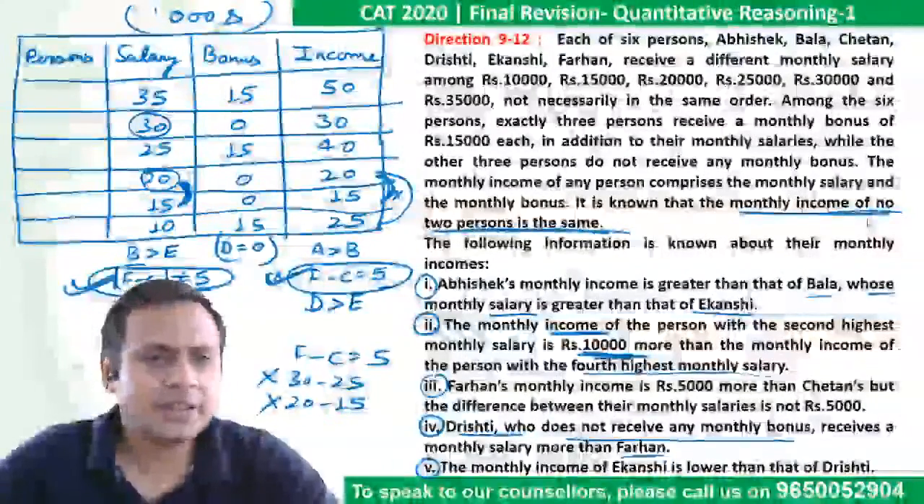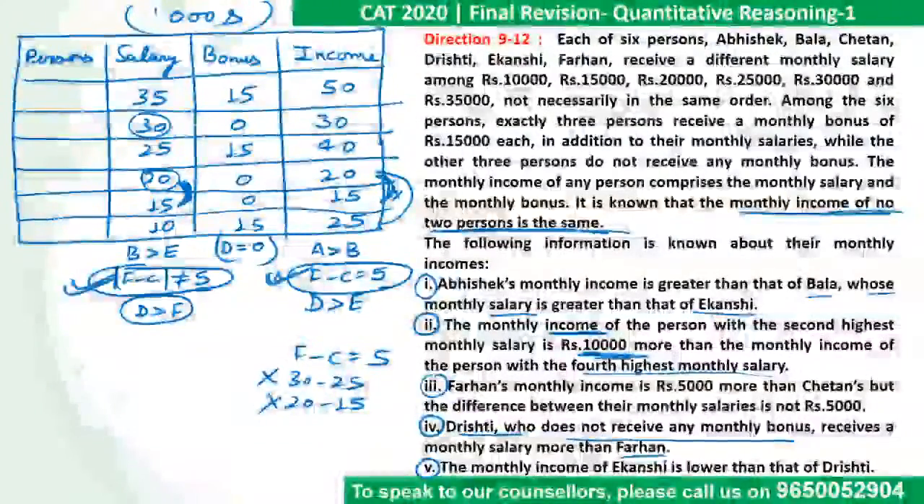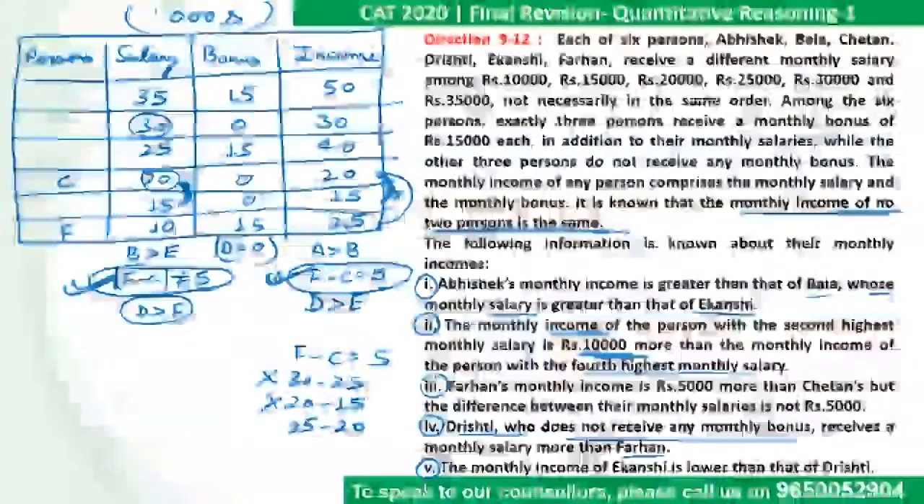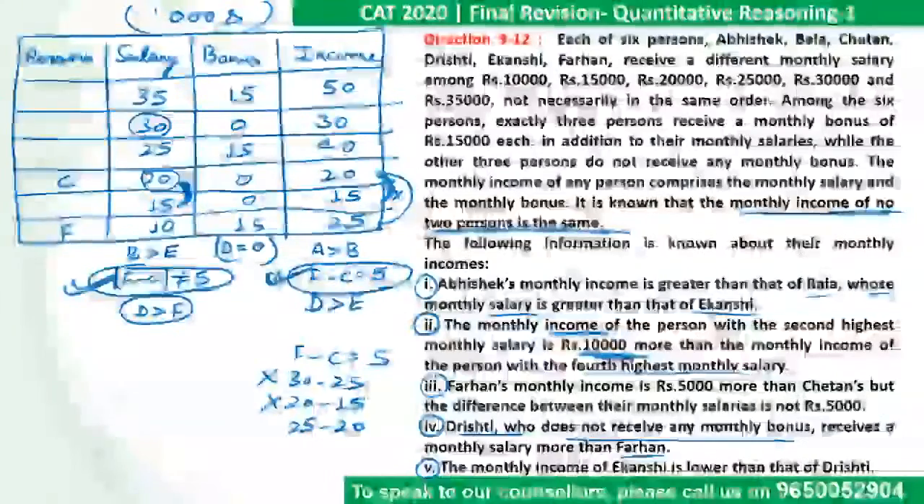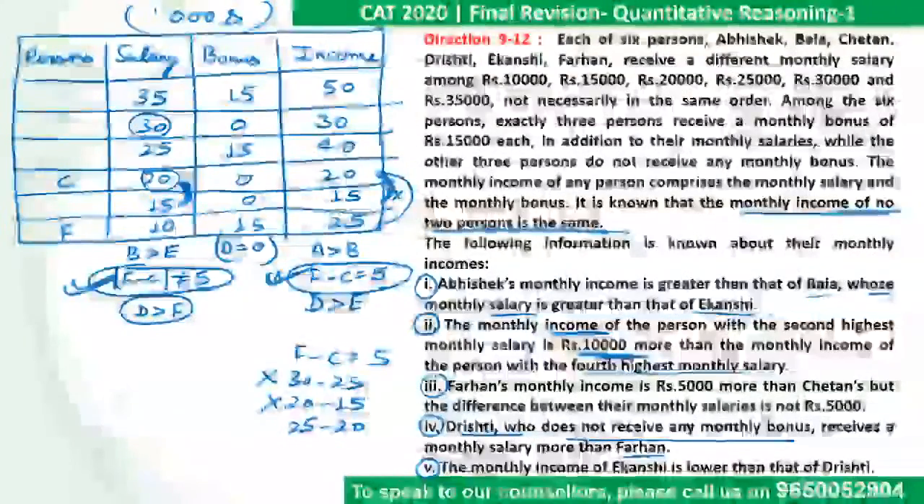Now, the only thing is we need to identify the person. So let's again go back and have a look. Can I say the only possibility here is 25 minus 20? Because then the difference is not 5. So income of F, or Farhan, is 25 and income of Chetan must be 20, isn't it? By the way, salary is it clear? I hope it is working fine, right? Yes, guys. Tell me, is it clear up to this point?